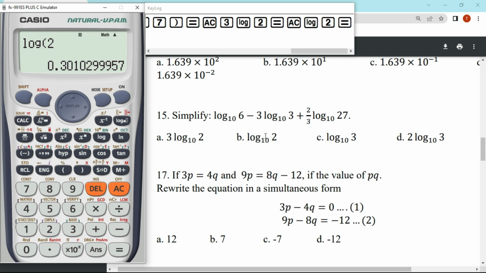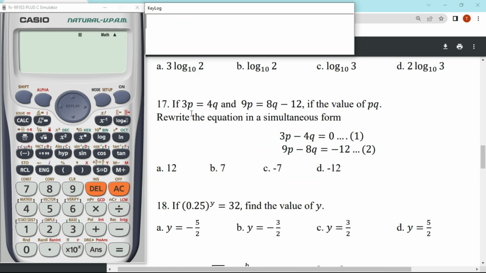Alright. So now let's move on to the next question, which is question 17. So question 17 reads, if 3p is equal to 4q and 9p is equal to 8q minus 12, find the value of pq. So in this case, I have to rewrite the equation back into a simultaneous equation form before we can solve this particular question with a calculator. Mind you, we have 3p is equal to 4q. So if you have this, you have to rewrite it back into simultaneous equation form, which will be what?